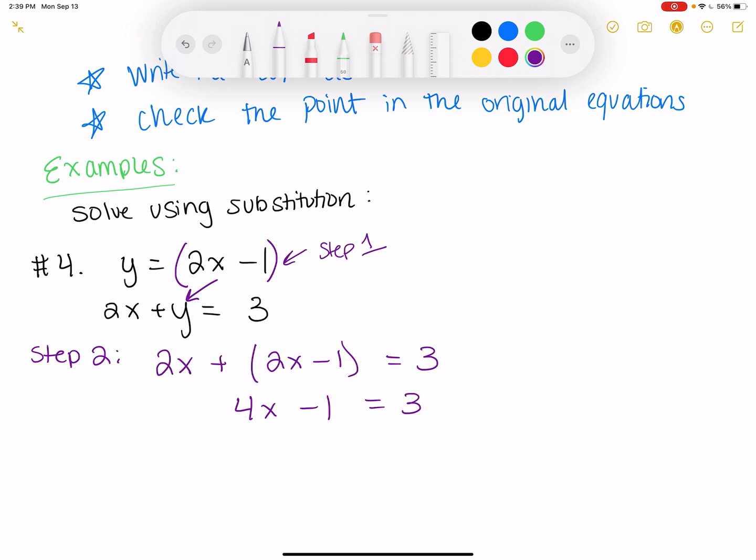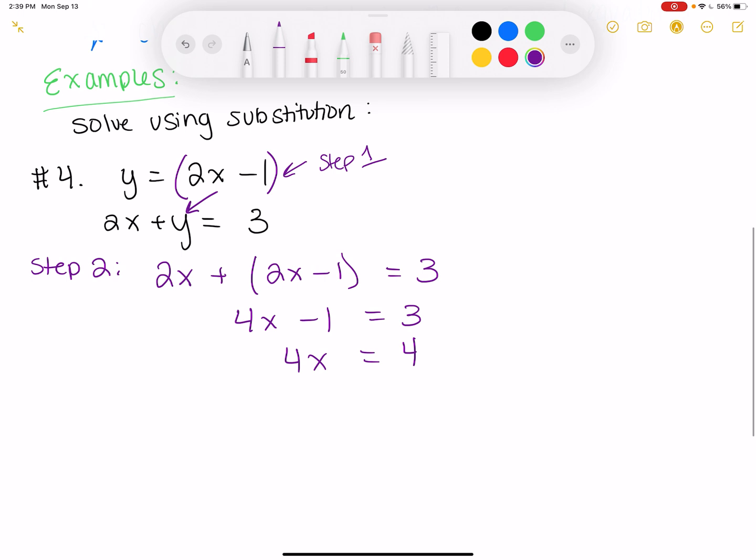Now what do I need to do? Add 1. So 4x is equal to 4. And then what is x equal to? 1. So x is equal to 1. Okay, so I like to circle it so I don't lose it.